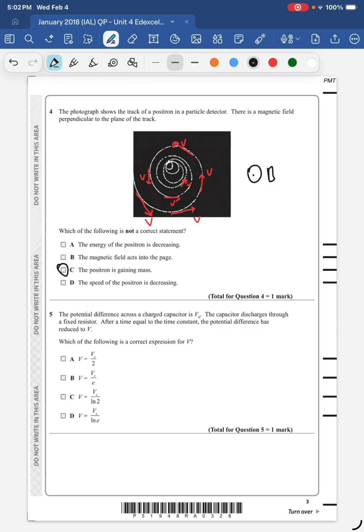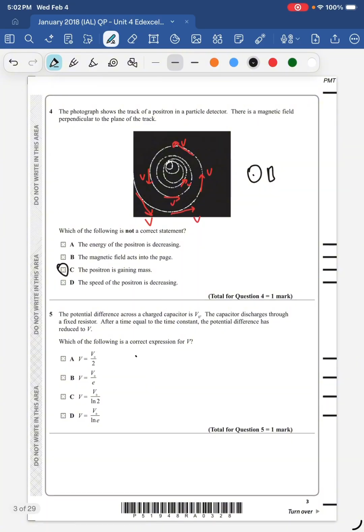The potential difference across a charged capacitor is V naught. The capacitor discharges through a fixed resistor. After a time equal to the time constant, the potential difference has reduced to V. Which of the following is a correct expression for V? So let's read it again. So after a time equal to the time constant.